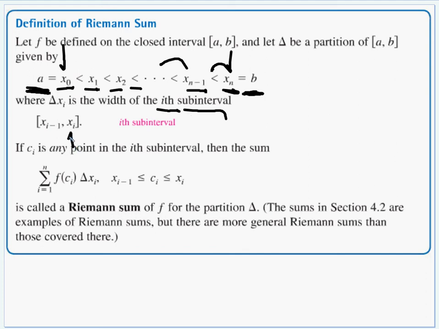So here on our right is x sub i, the next one to the left would be x sub i minus 1, the next number lower. And if c sub i is any point in that ith subinterval, then the summation from the first to the last of our height times our base, f of c sub i times delta x sub i, where delta x sub i is x sub i minus x sub i minus 1, is called the Riemann sum of our function for that partition. The sums in 4.2 are examples of Riemann sums, but there are more general Riemann sums than those covered there.